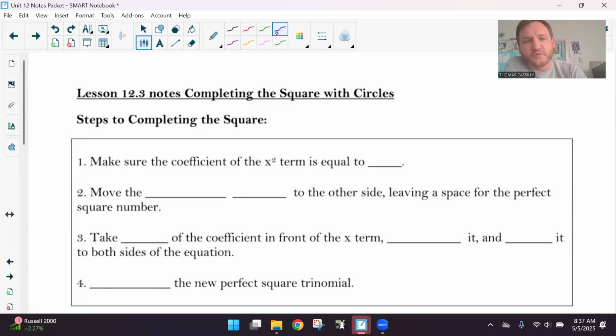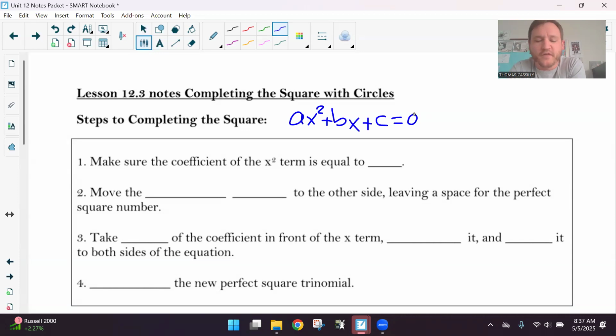Now, anytime you hear the word completing the square, it has to do with quadratics. And if we want to think about quadratics, they always look like what we call the standard form. We have ax squared plus bx plus c equals 0. This is the standard form of a quadratic.